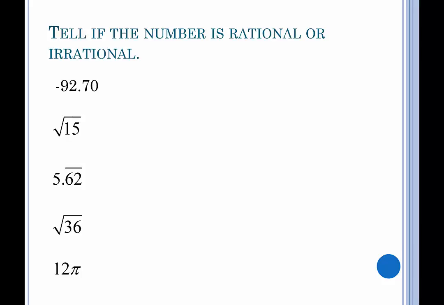Now going through them, the first one, that is a decimal that terminates, so it ends. That is rational. The square root of 15. 15 is not a perfect square, so we're not going to be able to get rid of that square root. That's going to be irrational. 5.62 with the 62 repeating, decimals are still rational. Square root of 36. Square root of 36, that does simplify. The square root of 36 is just 6, so that makes that one rational. And then the last one, 12 pi. Anytime you see a pi, that's an indication of an irrational number.